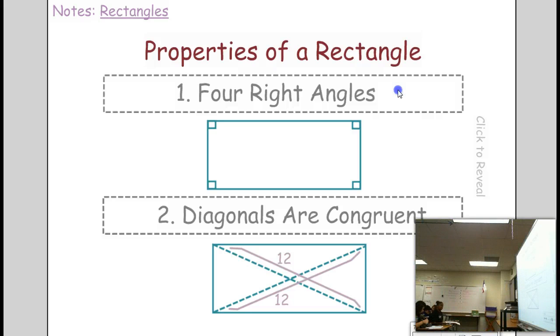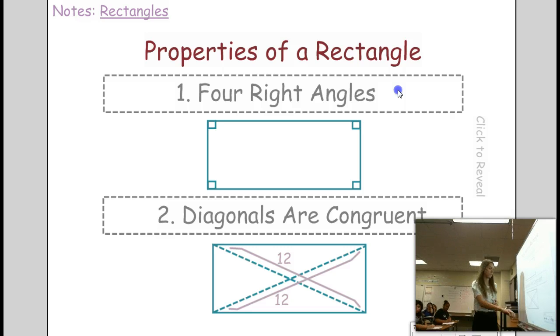Not only do the diagonals bisect each other, but they're congruent. They're the exact same length. That does not happen in a parallelogram. It does happen in a rectangle. The diagonals are the same length. They're identical twins.